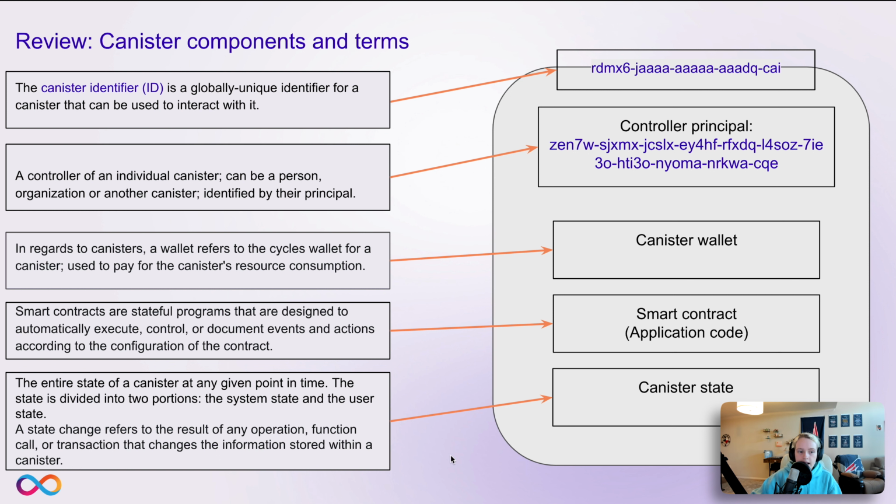Canisters also contain a cycles wallet, which holds the canister's cycles that are used to pay for any resources used by the canister. And then in addition to these three components, we have the smart contract code, which we just chatted about, the different languages that smart contract code can be written in and that it will be compiled into WASM. And then the canister state, which refers to the result of any operation, function call, or transaction that changes the information that's stored within that canister.